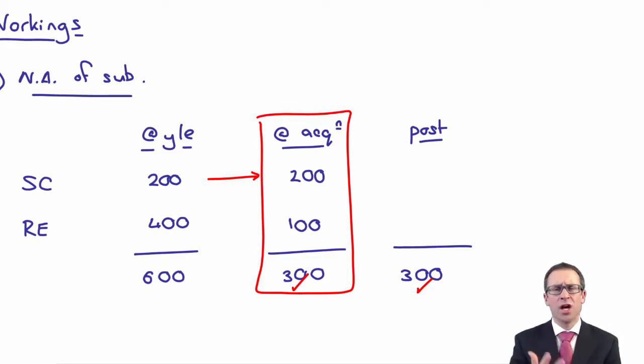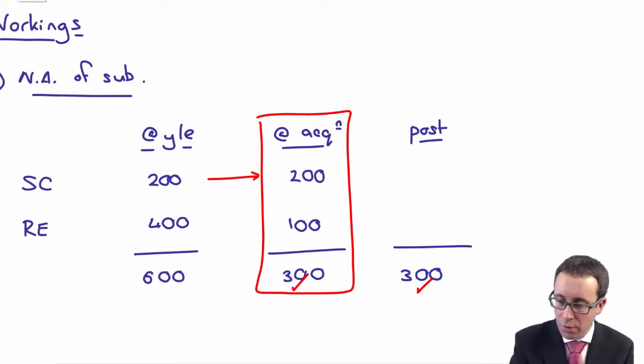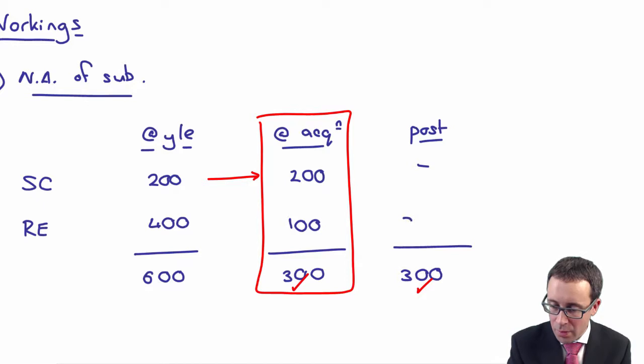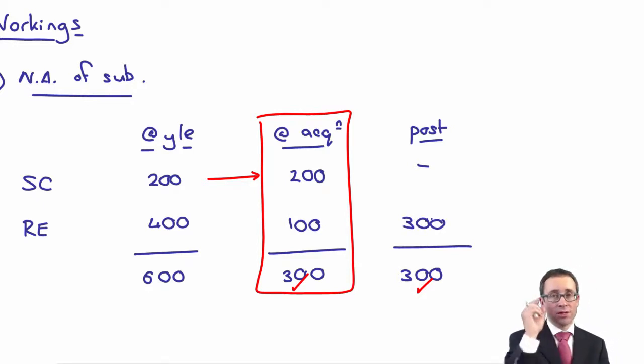Because as we said, the share capital is always going to be the same. It's never going to move. So the movement in the retained earnings of 300 is always going to be the same as the movement within the net assets. So just adapt these traditional standard workings to fit with the objective test style questions.